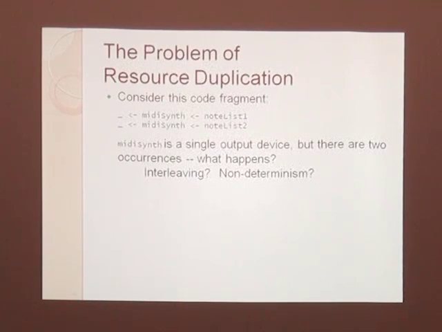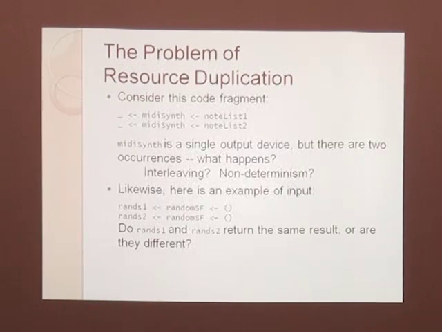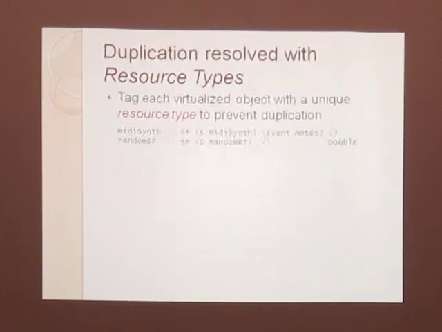So if you look at this example, you have a MIDI synthesizer for synthesizing MIDI notes for a musical program. And you feed it a note list, and then you feed it another note list. And it's totally unclear what's going to happen, whether it's non-deterministic or you have some interleaving. You can think of the same thing for a random number generator. If your random number signal function produces a random number, and then you call it again, is it the same random number, or will it get a new one? It's not entirely clear just from looking at code like this what will happen. So that's kind of odd.